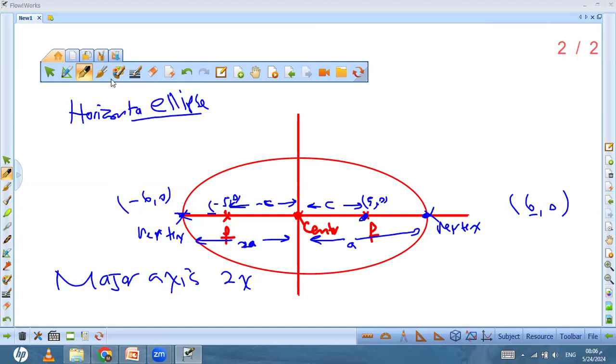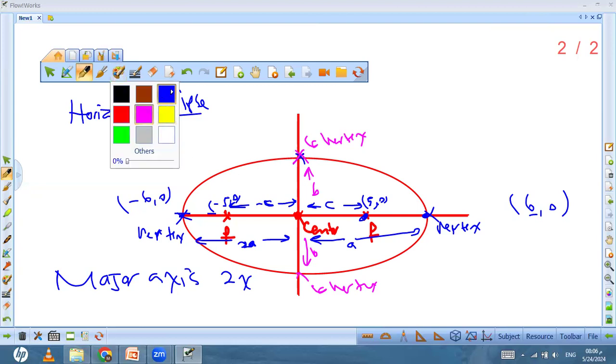Now let's see B. Where is B? It is from co-vertex to co-vertex. This one is called the co-vertex, and this one is also a co-vertex. This length is B. We have two rules in this situation, which we discussed and proved inside the class, but now we're going to use the rule only.